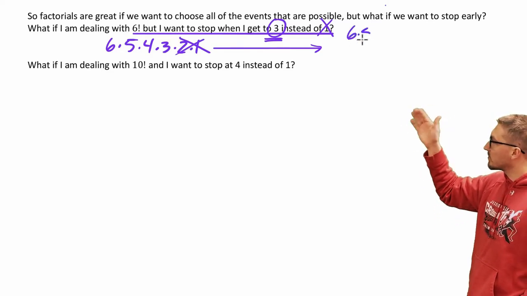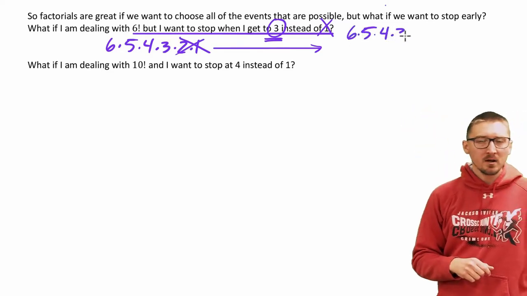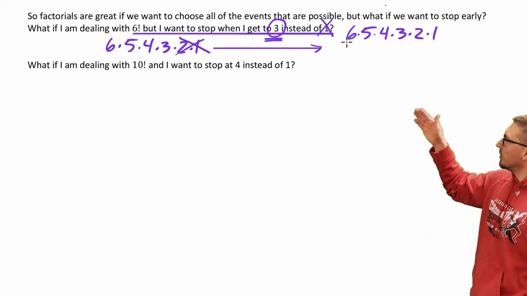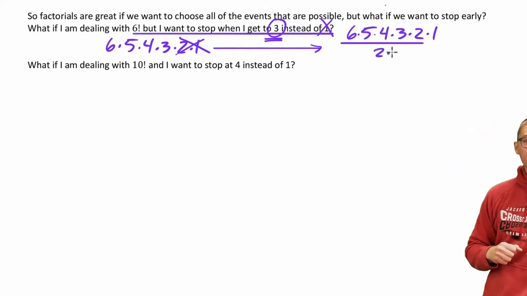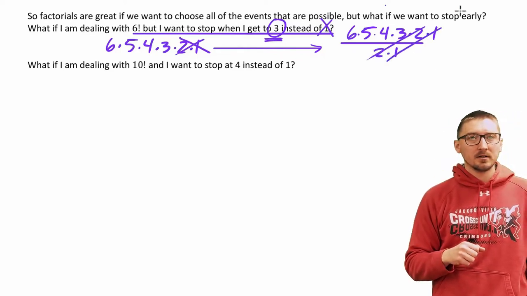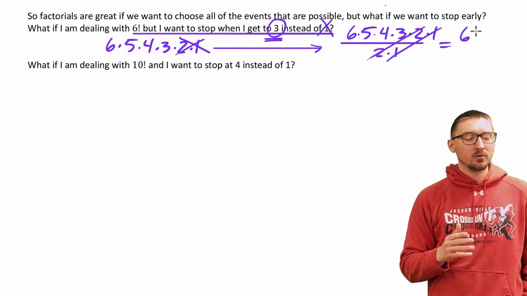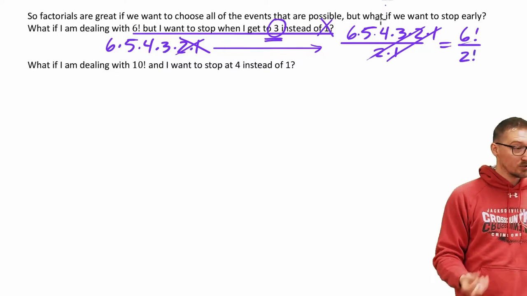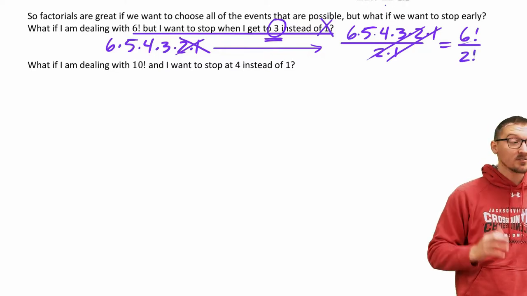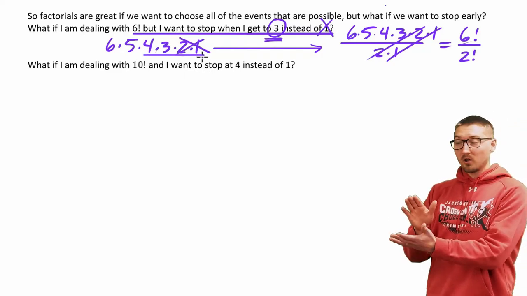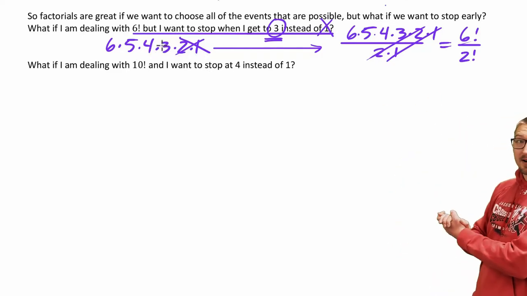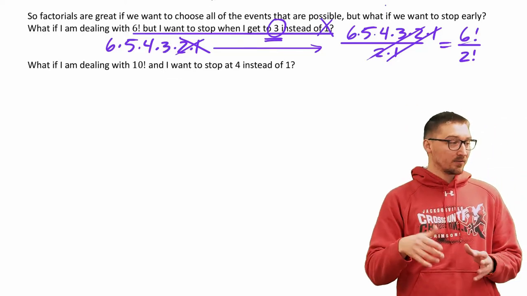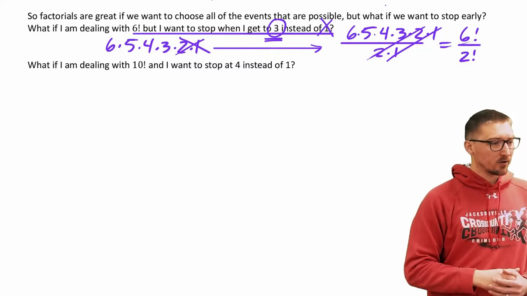So I need 6 times 5 times 4 times 3. Then I'm done. So in order to do that, I have to divide by the things that need to be going away. So 2 and 1 is what I'm going to divide by underneath. And if you are sharp, you're kind of realizing that we are dividing by another factorial. 2 times 1, it's a very small factorial, but it's still a factorial. If I wanted to maybe stop all the way at 6 and 5 being left, I would be dividing by 4 factorial. 4, 3, 2, 1. And dividing by those numbers gets rid of the tail end of the whole factorial.